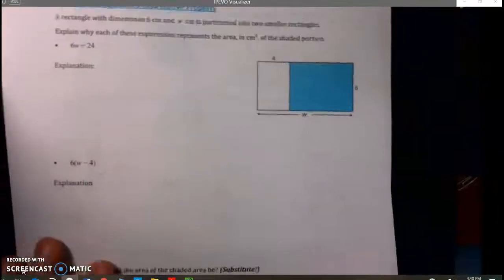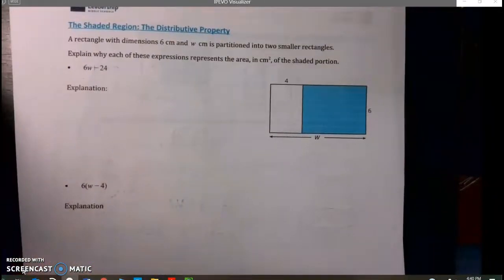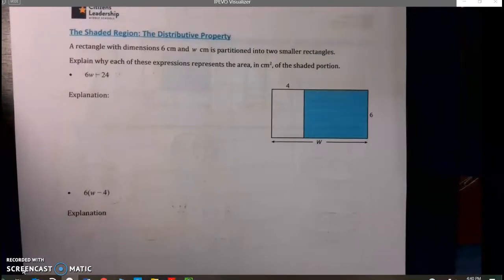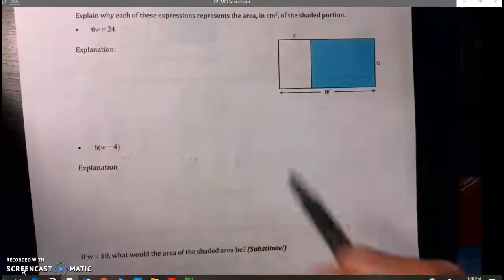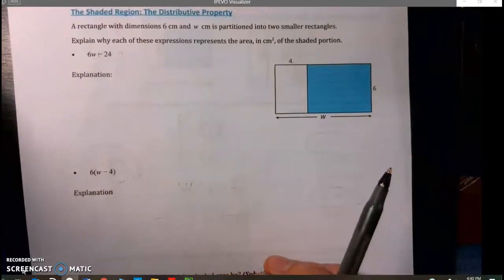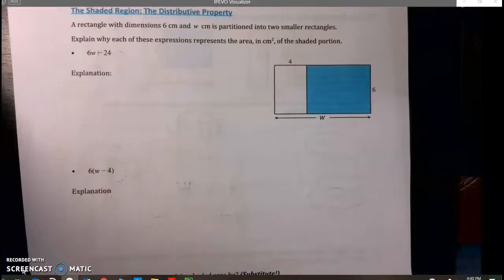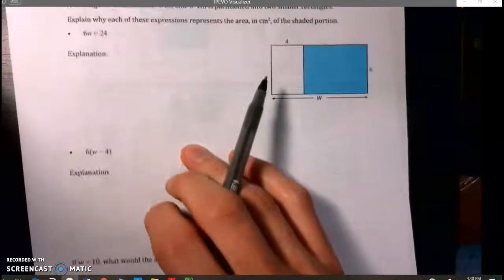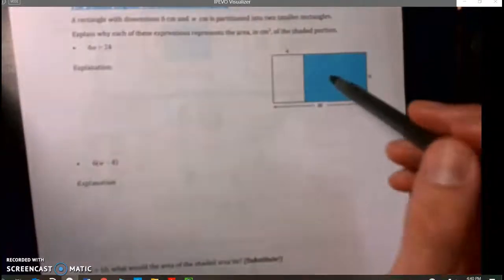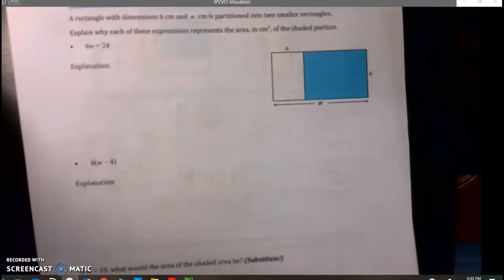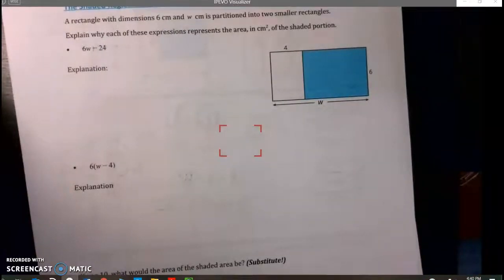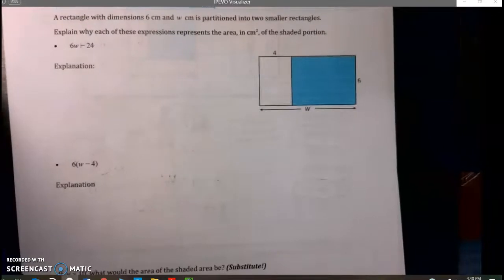Okay, so on this next page, they want us to just do the same thing and write an explanation. So why is this the area? 6W minus 24. So if you want to pause the video now to answer this question and give it your best shot and say why both of these expressions would be the area for this, go ahead and do that now. And now we will go over it.